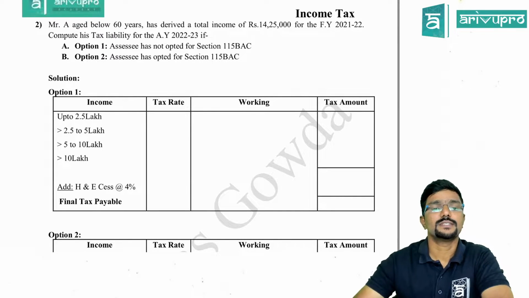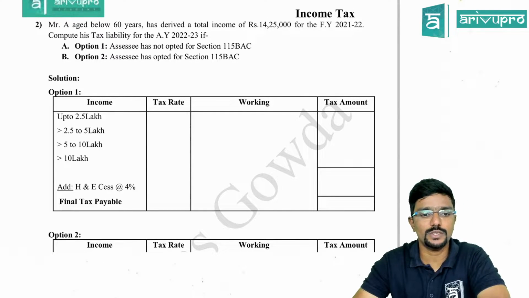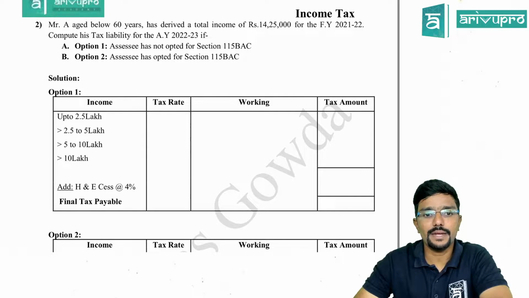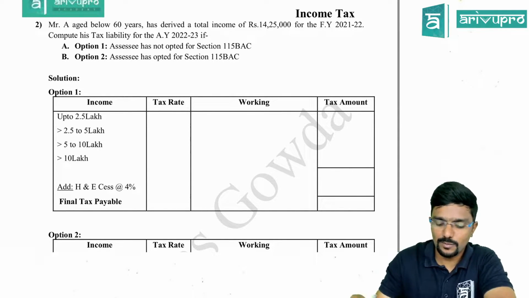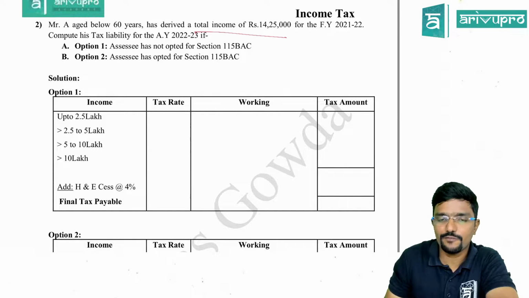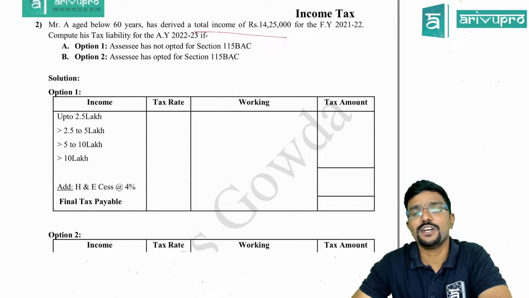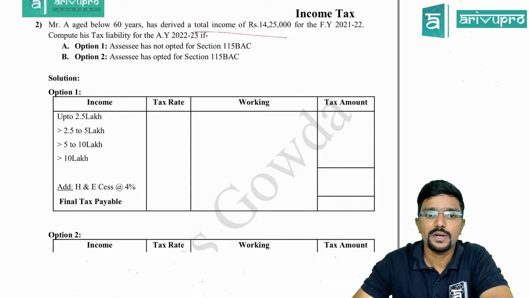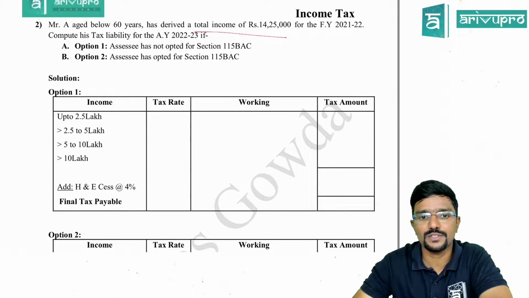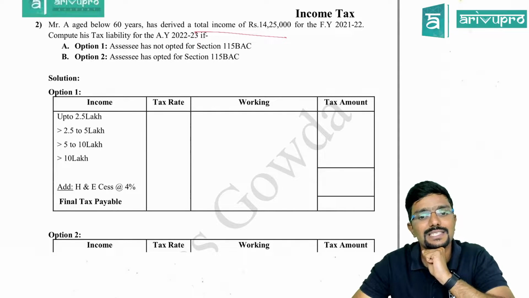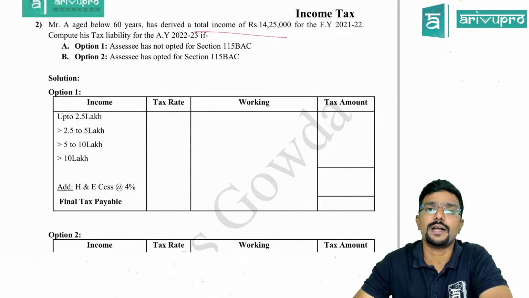Chalo guys, question number 2. Mr. A, aged below 60 years, has derived a total income of 14,25,000 for the financial year 21-22. Compute his tax liability for assessment year 22-23 if option 1: assessee has not opted for section 115 BAC.